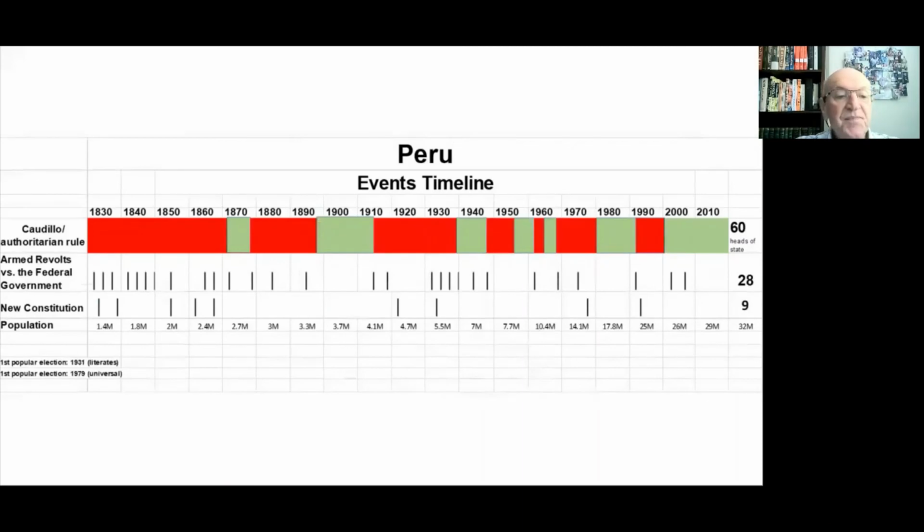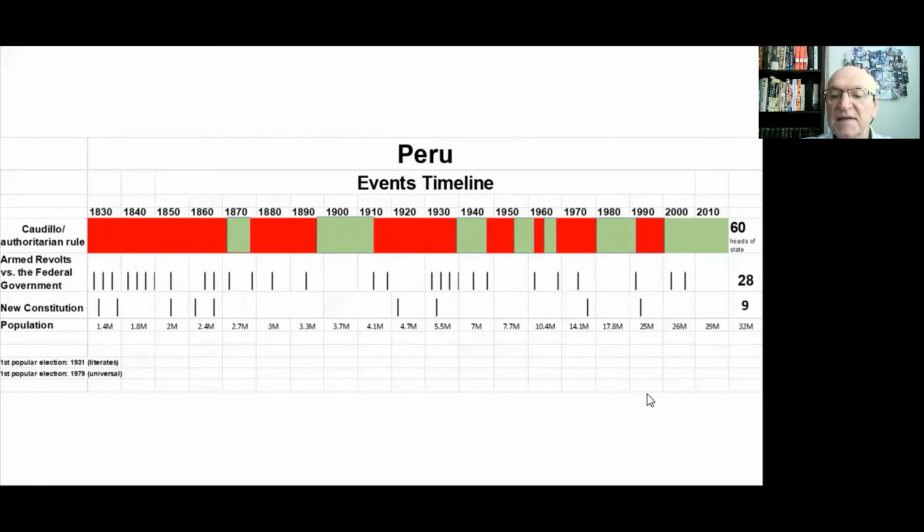Peru. Again, it's a similar pattern as what we have seen before. There's a lot of red. And they had 60 heads of state in the same period of time, 1830 to 2020. And they had 28 armed revolts against the federal government. However, Peru had 4 international wars in its history.